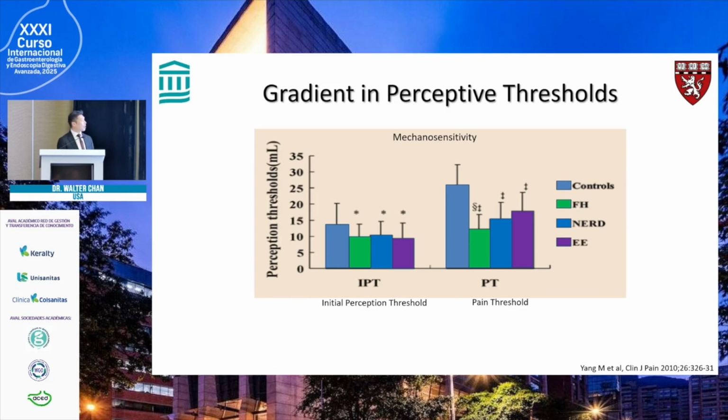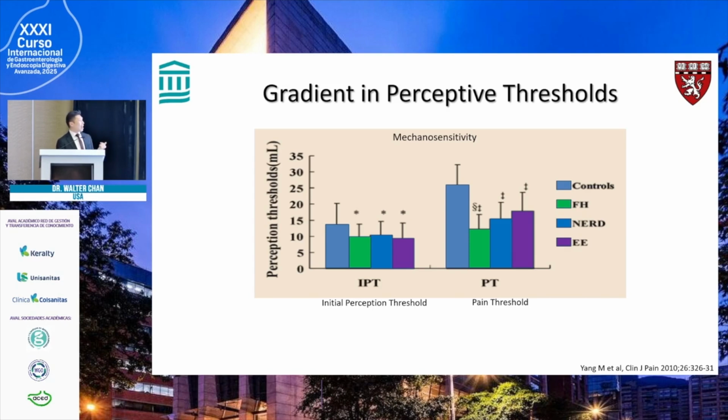This is a study looking at perception of the esophagus. What it involves is a catheter in the esophagus, and it was distended to look at when the patients start feeling pain or feeling something sitting in their esophagus. So looking at the mechanosensitivity. And what you can see here is that on the left-hand side is when the patients first feel something in the esophagus. On the right-hand side is when they first feel pain.